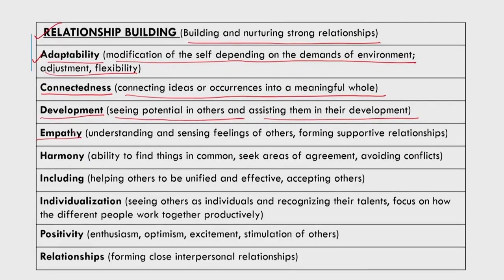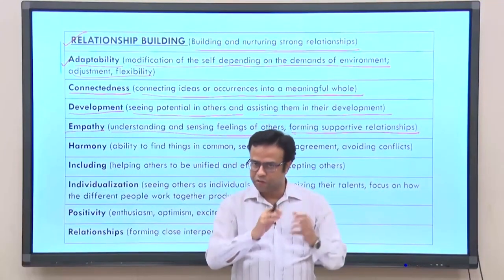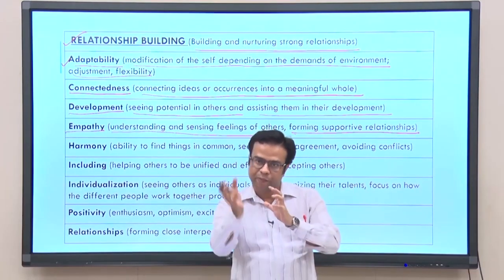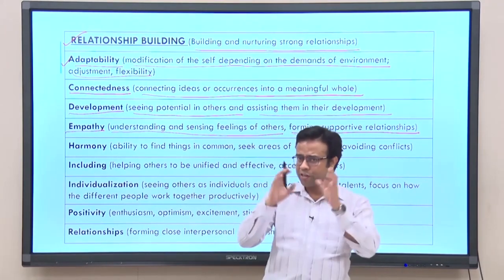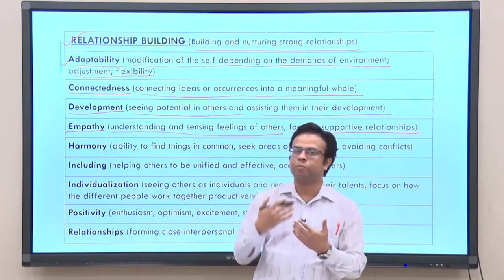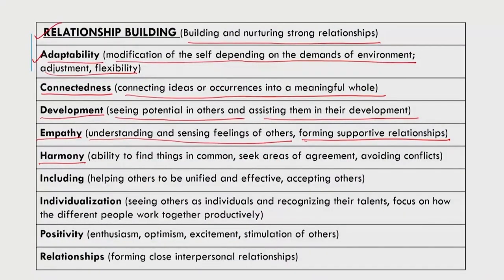Then comes empathy. Empathy is about understanding and sensing the feelings of others, forming supportive relationships. So, it is about understanding others' perspective, how that person is looking at the world. From their perspective, you try to understand how this person feels and behaves. So, empathy is about that. It is very important in terms of relationship building. Without empathic understanding, you cannot make a connection with people. Then comes harmony. It is about the ability to find things in common, seek areas of agreement, avoiding conflicts. Seeking harmony means you are avoiding conflicts and seeing commonalities among people and whatever situations you are dealing with.